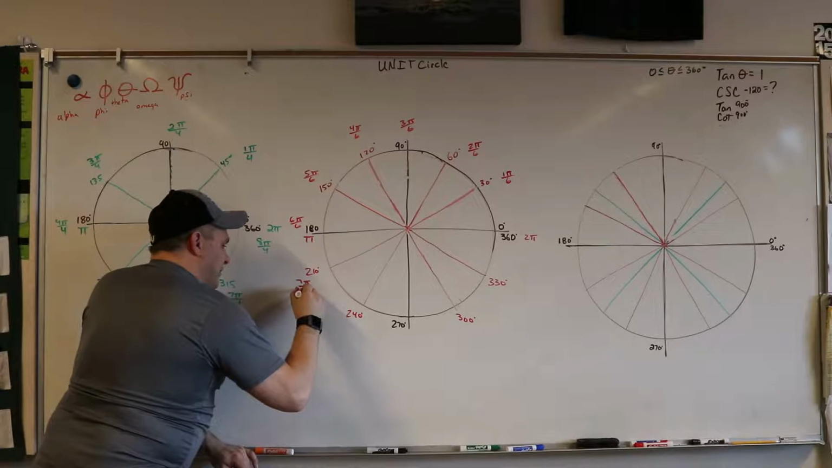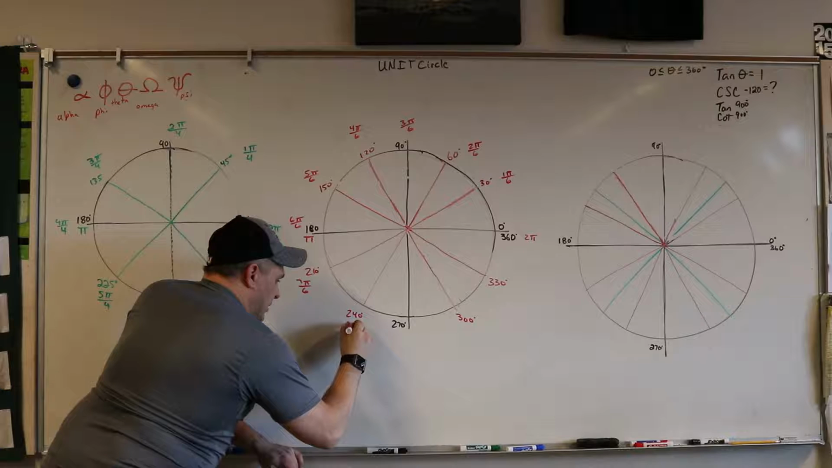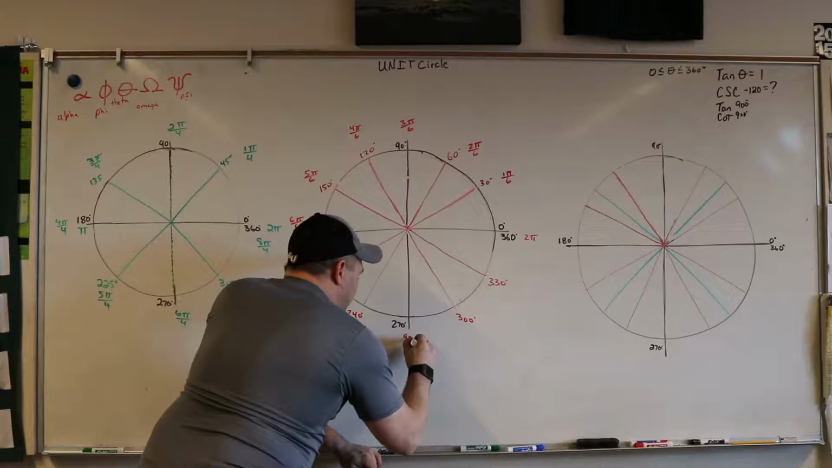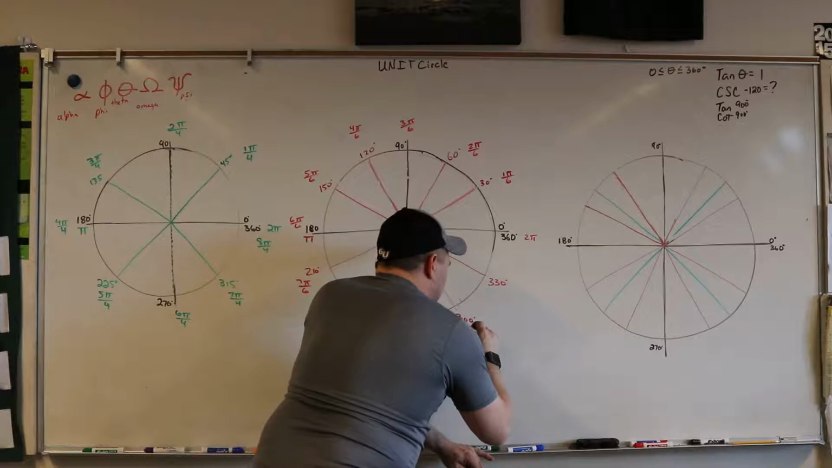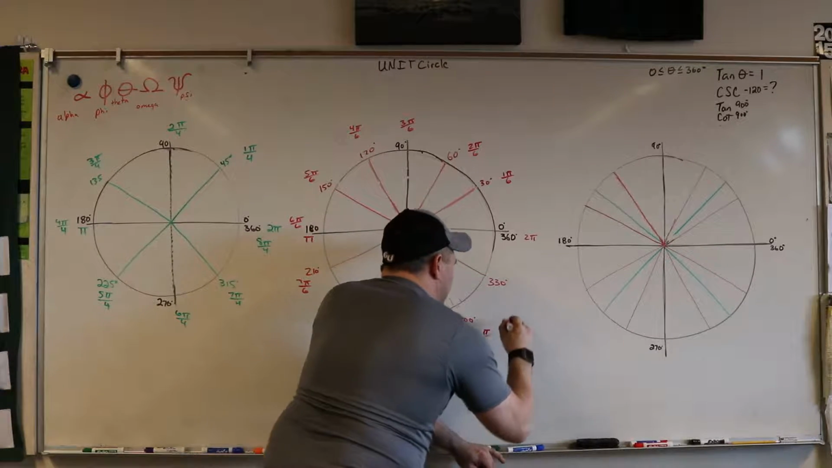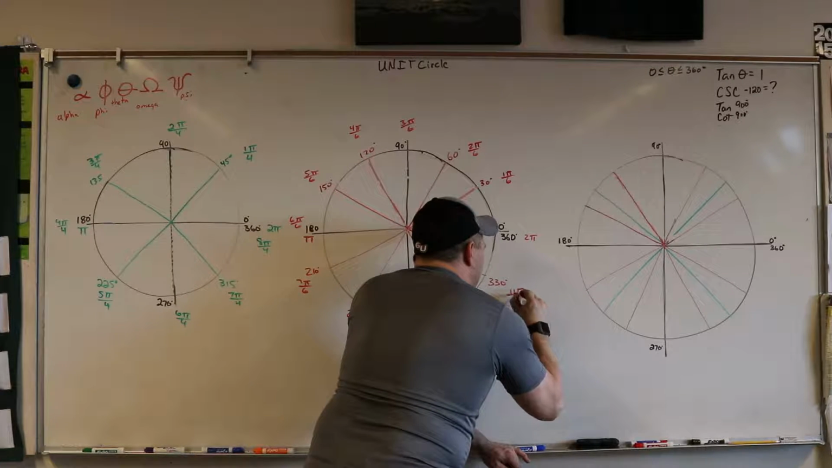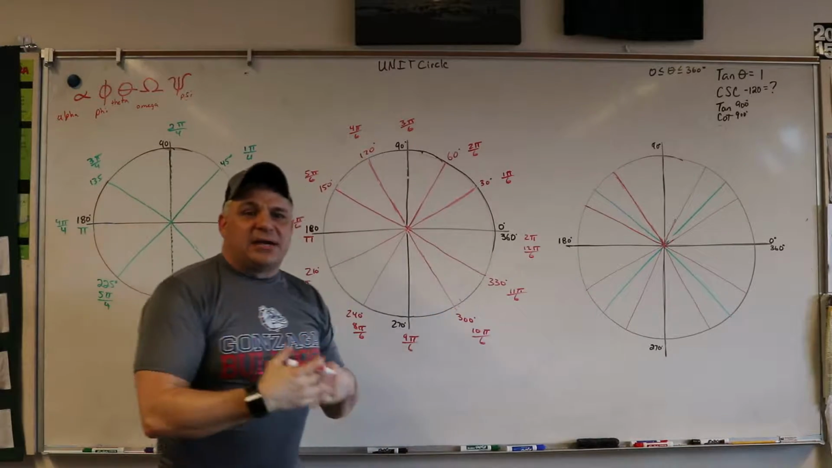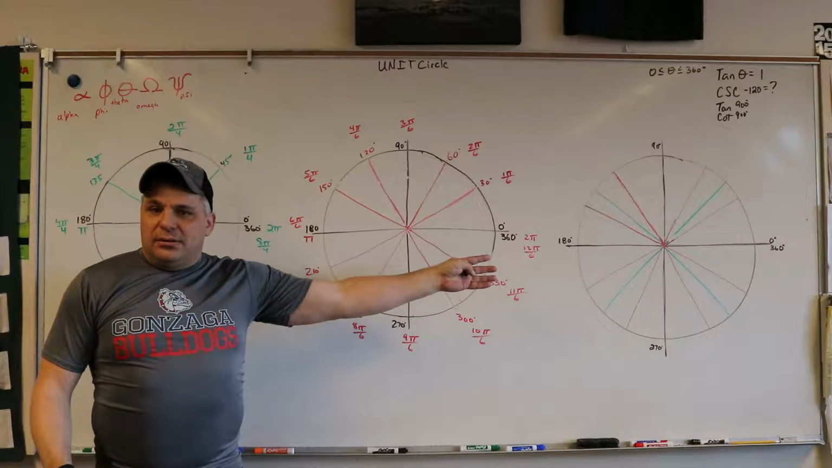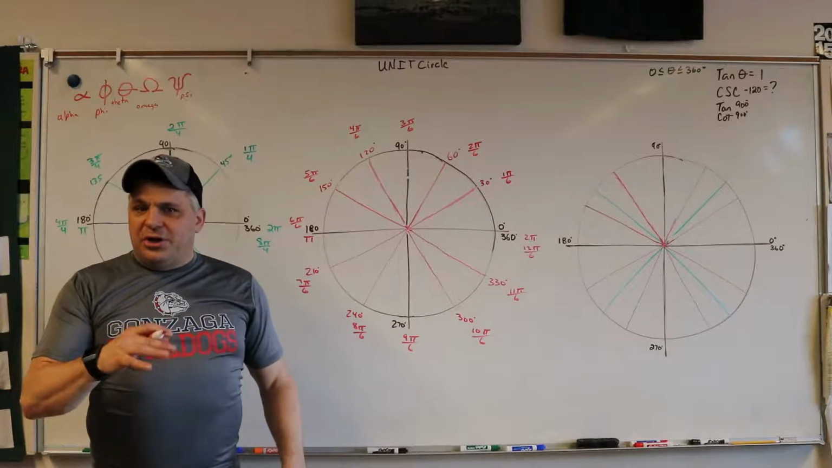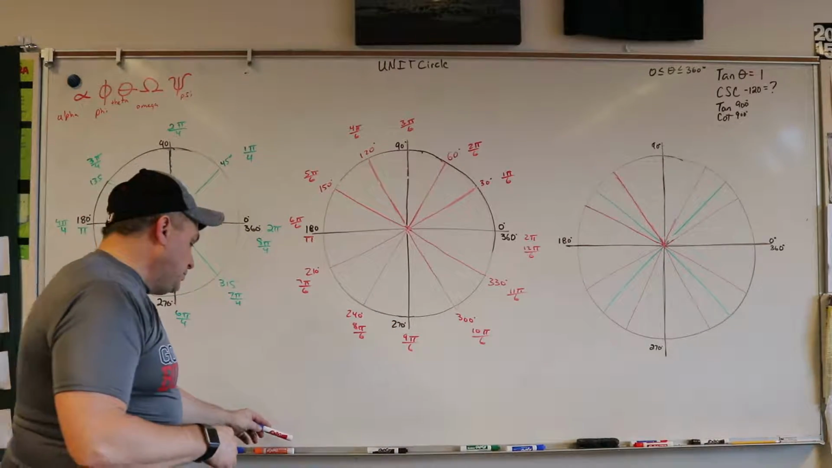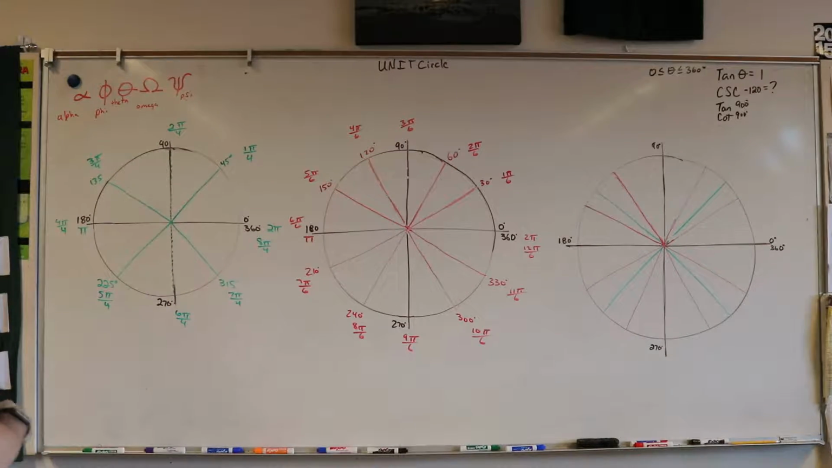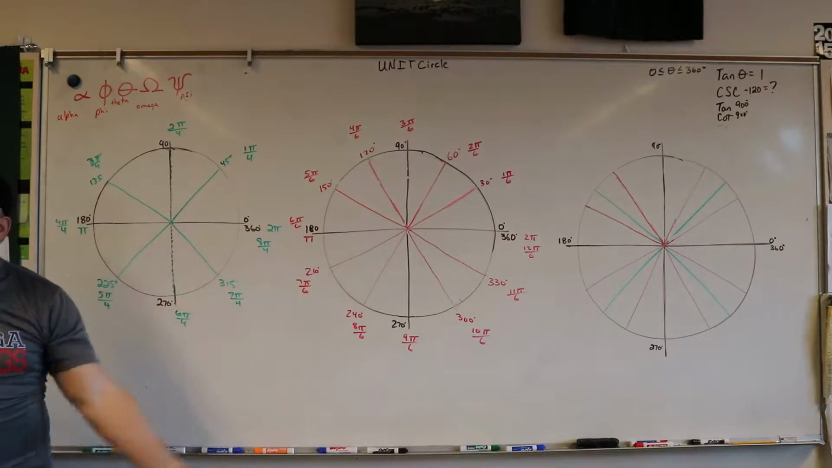7 pi out of 6, 8 pi out of 6, 9 pi out of 6, 10 pi out of 6, 11 pi out of 6, 12 pi out of 6, which would bring us back to 2 pi. Okay? Are we good up to that part right there? Okay? What's up, brother? Alright. So that's the easy part.